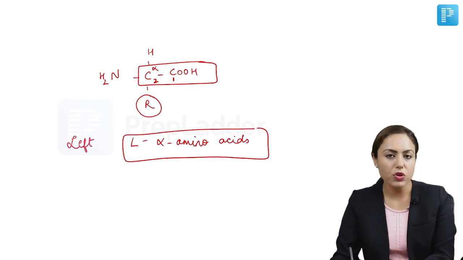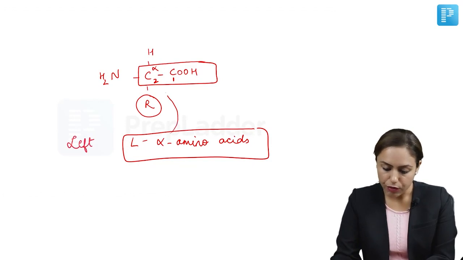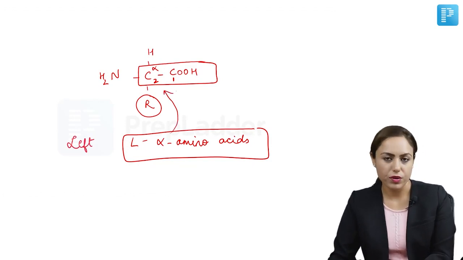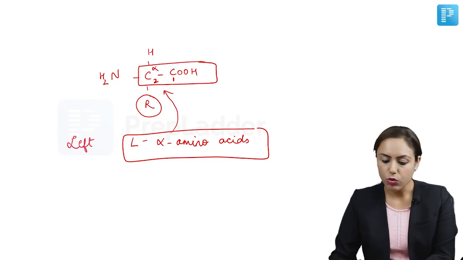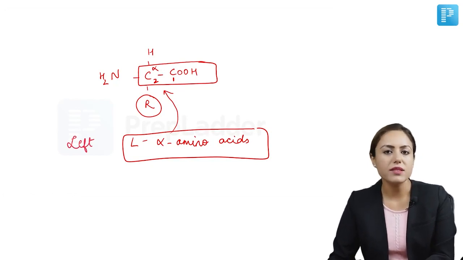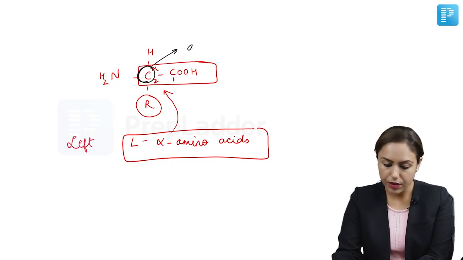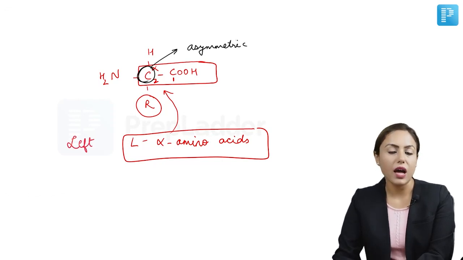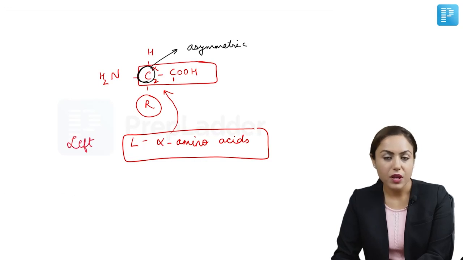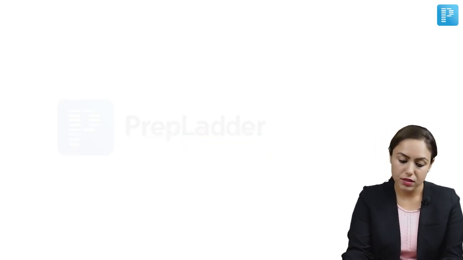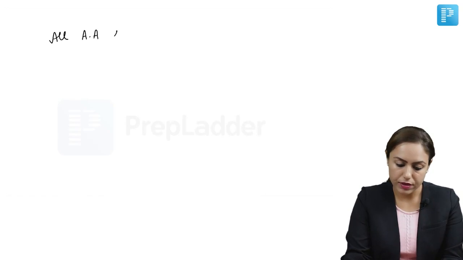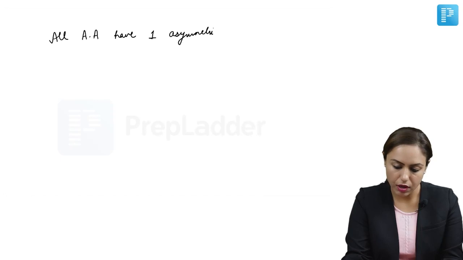L means the amino group is on the left, alpha means the alpha carbon contains the amino group. So you can see here, out of these two carbons, the alpha carbon has the amino group, right? Then you can see that this central carbon is an asymmetric or chiral carbon. So amino acids have both optical and structural isomerism, right? So all amino acids have one asymmetric carbon.